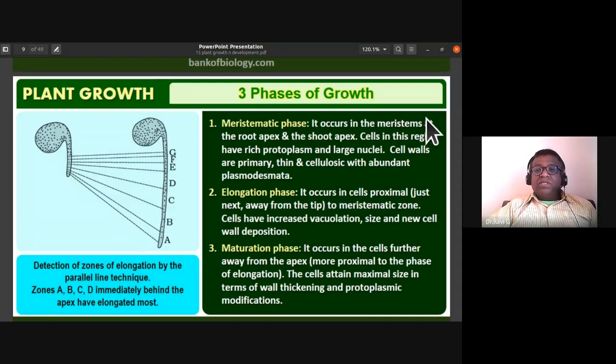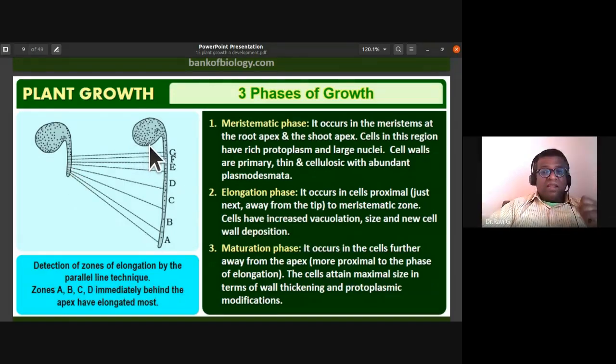This is what you notice in the meristematic phase. In the elongation phase, it occurs in cells proximal, just next to or away from the tip. So it occurs in cells just above the meristematic zone. The cells have increased vacuolation.